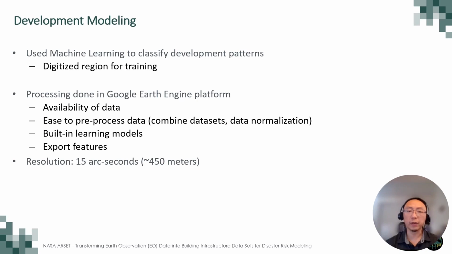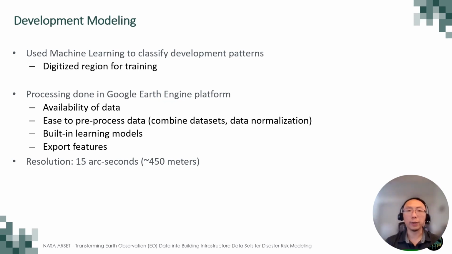And also, second, it's very easy to pre-process that data. So we're stacking all that data. We had to resample some of the data because of different resolutions. We're stacking that. We did some normalization. So all of that was very easily done. Then they have built-in learning models. They have some different types of algorithms that we could test out to generate the final model. We could do the testing of the performance of the model within that platform. And once we did that, the final classified grids were exported into a TIFF that we use for the next step of processing.